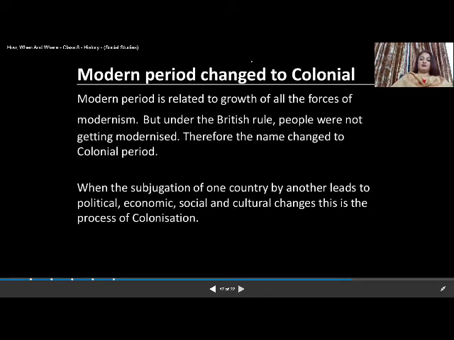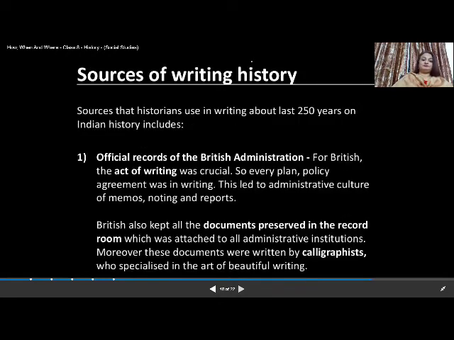For 200 years, they ruled over us and subjugated us politically, economically, and socially, and they brought a lot of cultural changes. So the modern period is related to the growth of all the forces of modernization. But under British rule, people were not getting modernized. So that is also known as the colonial period.